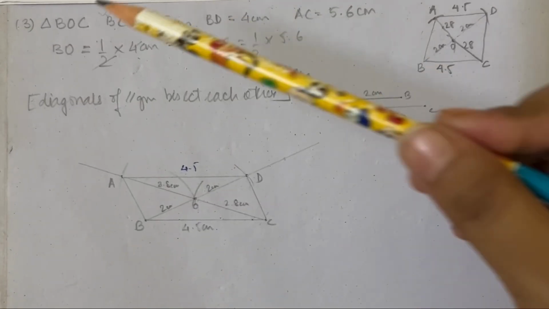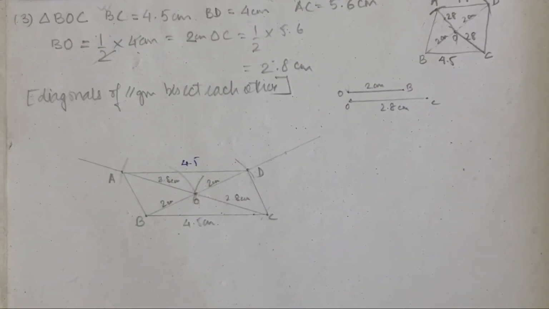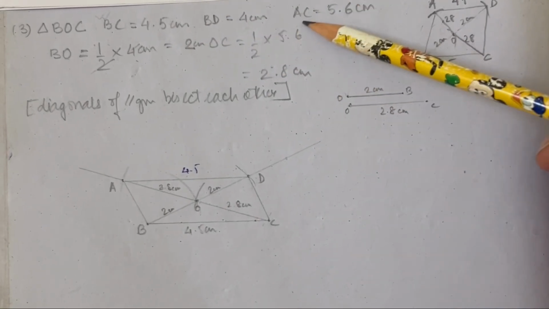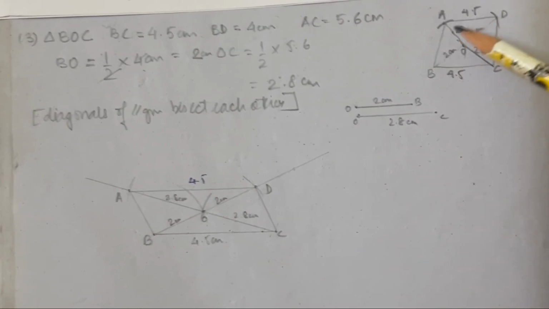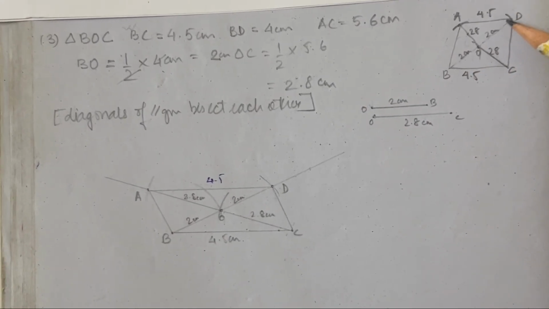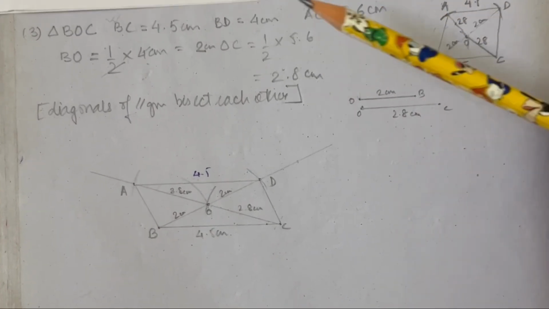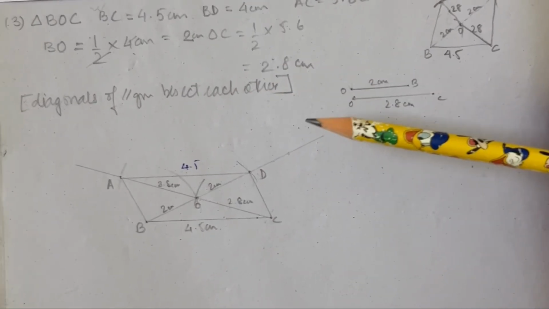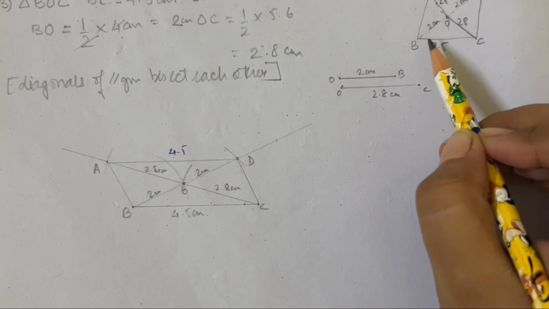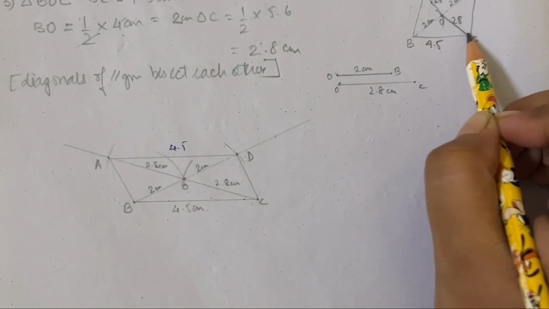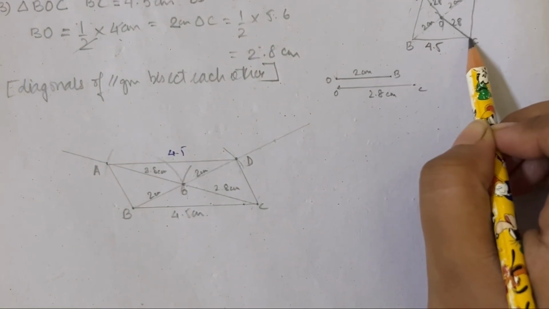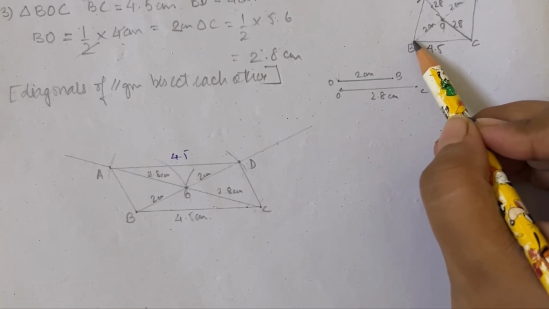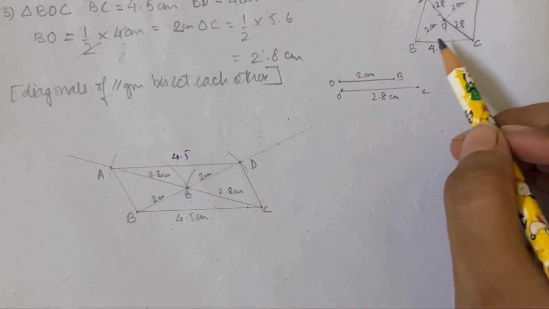Now for sum number 3, BC's value is given as 4.5, BD as 4 cm and AC is 5.6. Now here the diagonals are provided. Here there is one rule that we follow, that diagonals of a parallelogram bisect each other. So now let us see the rough sketch. BC is 4.5. So we are going to measure and draw the line 4.5. Then measure BD. BD is given as 4.